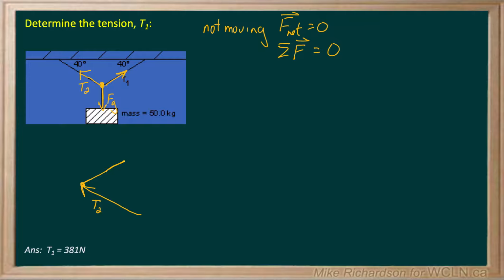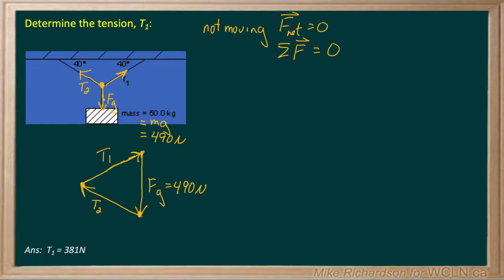So I'm going to make sure that this T1 is drawn so that the tip of T1 is directly over where I started the original diagram, where I started T2. So now at the tip of T1, I can finish my picture. FG is straight down like that. So there's my diagram. Now we can quickly get the value of FG. It's just m times g, which is 50 times 9.8, which is 490 newtons. So we know one side of it, 490 newtons.